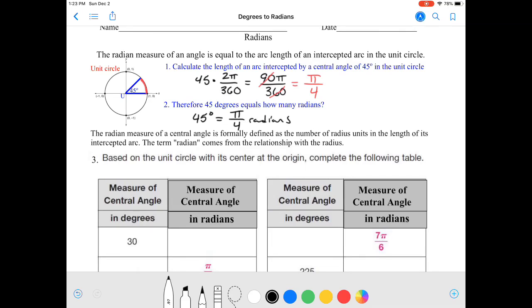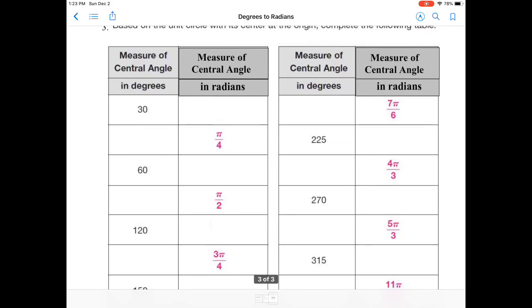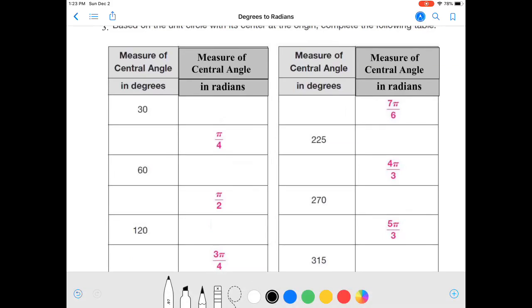We're going to use this same process to finish filling out our table down here on the worksheet. So I want to convert 30 degrees into radians. I'm going to do 30 times 2 pi over 360. 30 times 2 equals 60, so we have 60 pi over 360. 60 and 360 can both be divided by 60. We get pi over 6.